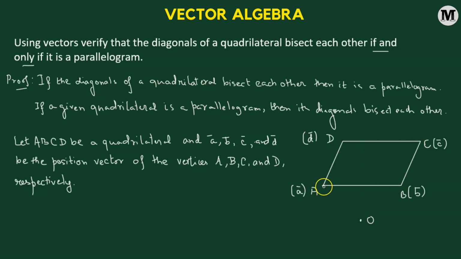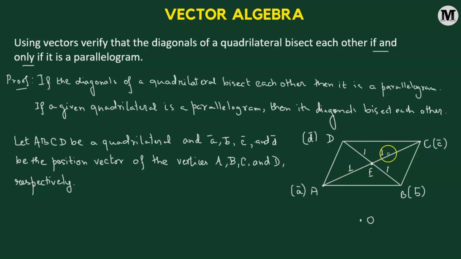So let's join the diagonals AC as well as BD. Let's say the diagonals AC and BD of the quadrilateral ABCD bisect each other at the point E. So here we can say that E bisects AC in the ratio 1:1 internally. That means we can apply the internal section formula to define the position vector of point E. Similarly, E also bisects BD. That means it divides BD in the ratio 1:1. So here also we have an internal section formula.